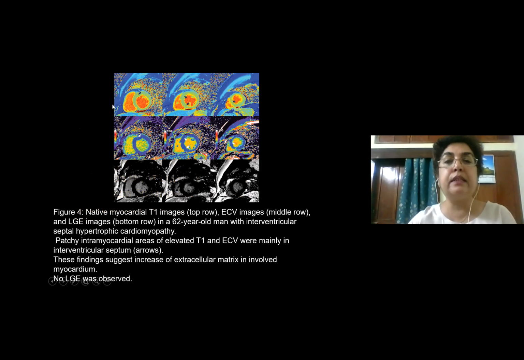So in this study, this is the T1 mapping, this is the ECV mapping, and this is the LGE. There was no LGE in this patient, which would indicate that there is no fibrosis. This patient had septal hypertrophy, but the T1 as well as the ECV values were elevated.